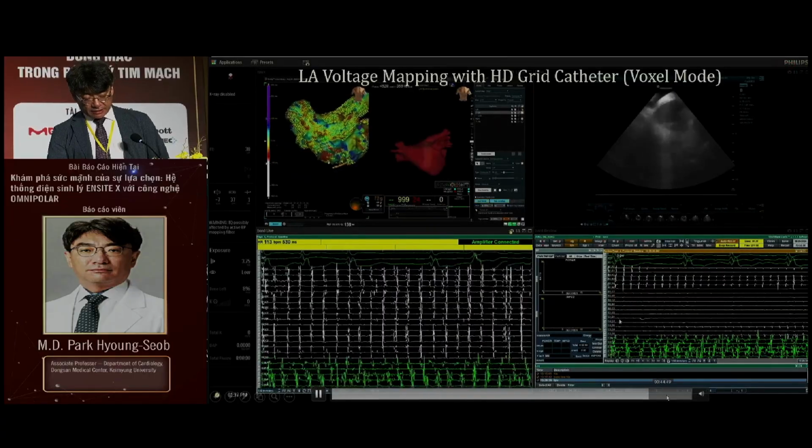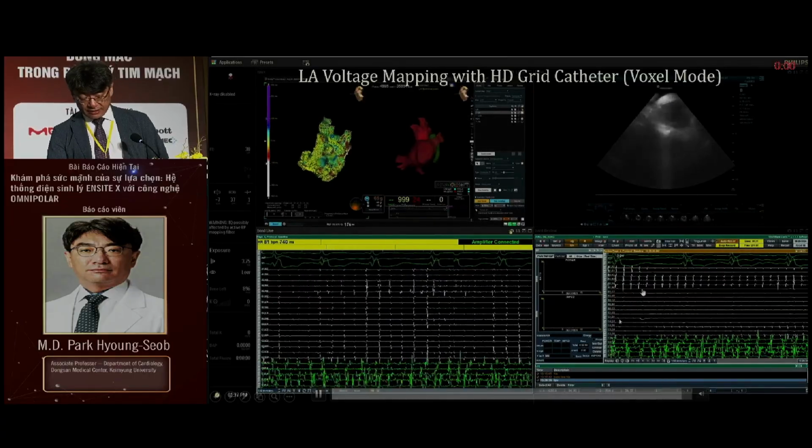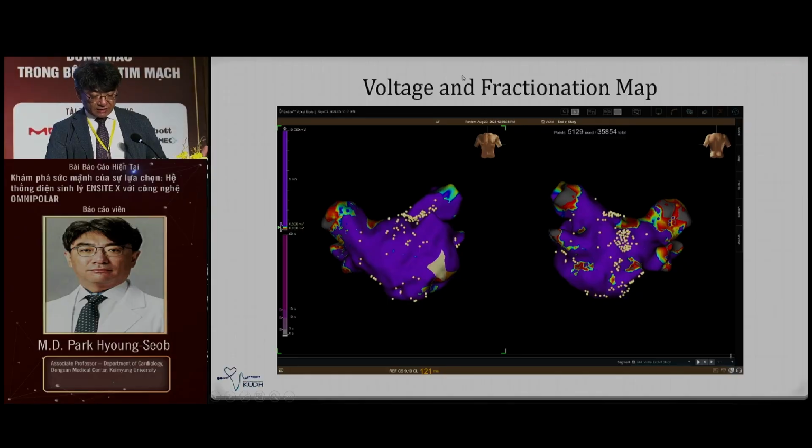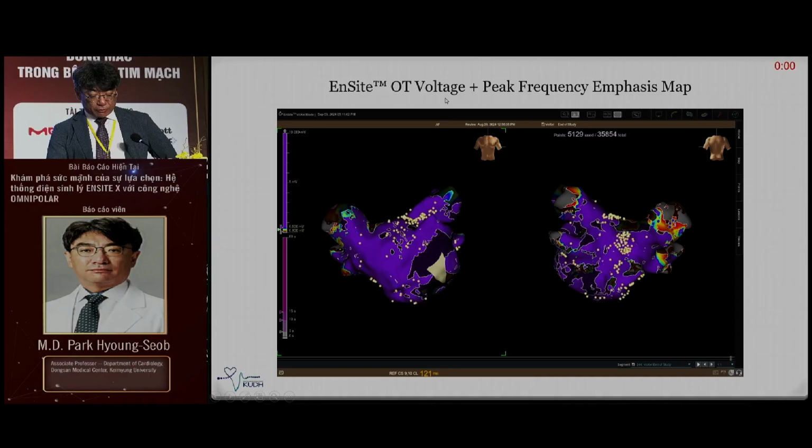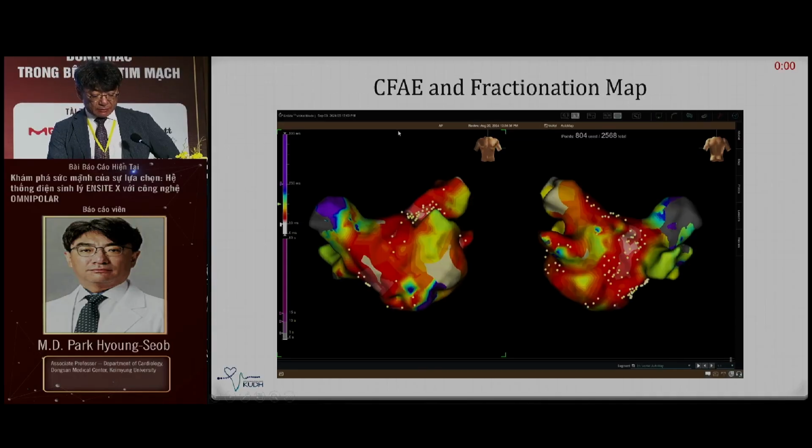After the creation of this kind of anatomy, I can see this voltage and fractionation map. Inside, the OT voltage and peak frequency emphasis map give us more detailed anatomy and high frequency near field areas, which is my usual target for the most interesting target area during the procedures. And by using Turbo Map, you can change this voltage map to a GAFE or fractionation map at the same time.